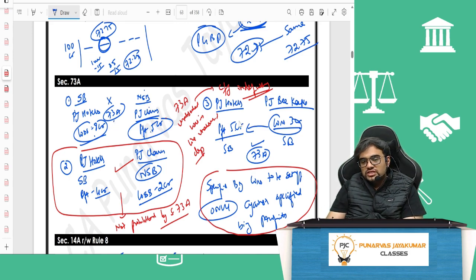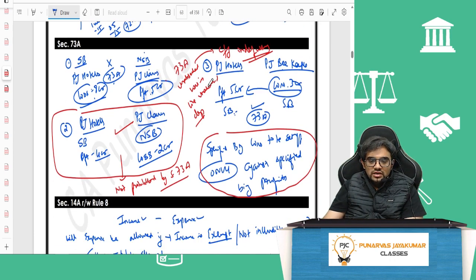Next, PJ Hotels profit of 5 crore. PJ Beekeeping loss of 3 crore. Can a specified business loss be set off against specified business income? Yes. Third one, PJ Hotels specified business profit of 4 crore. PJ Classes, non-specified business, loss of 2 crore. Can a profit of specified business be set off against the loss of non-specified business? It is not at all prohibited by section 73A, hence it is possible.